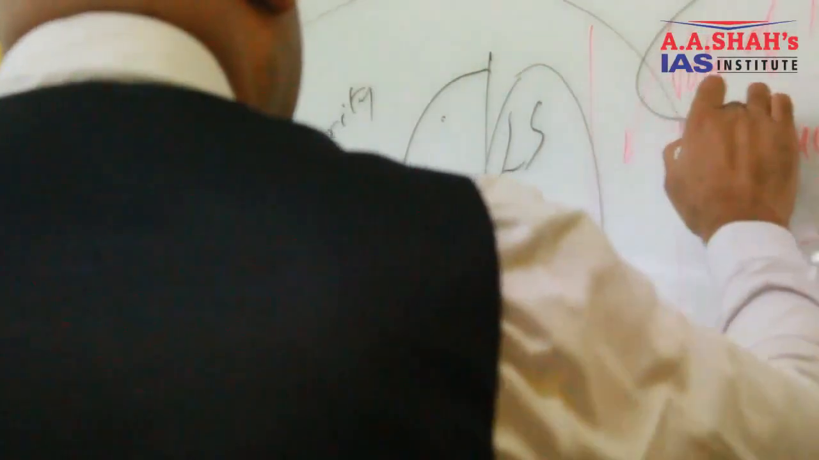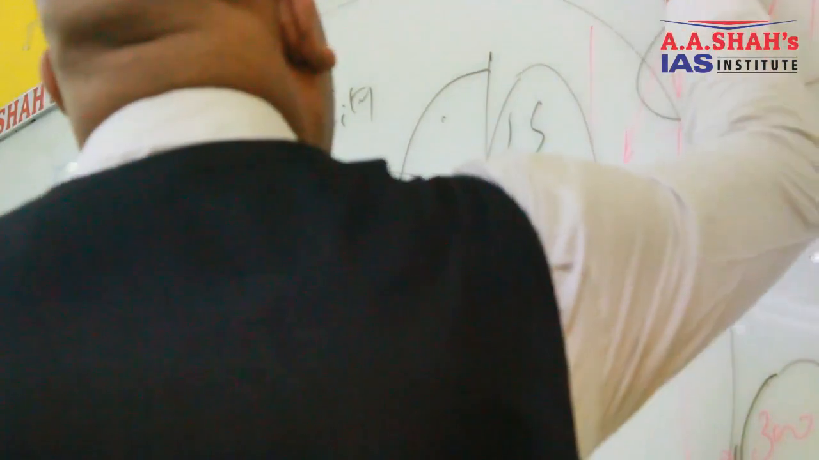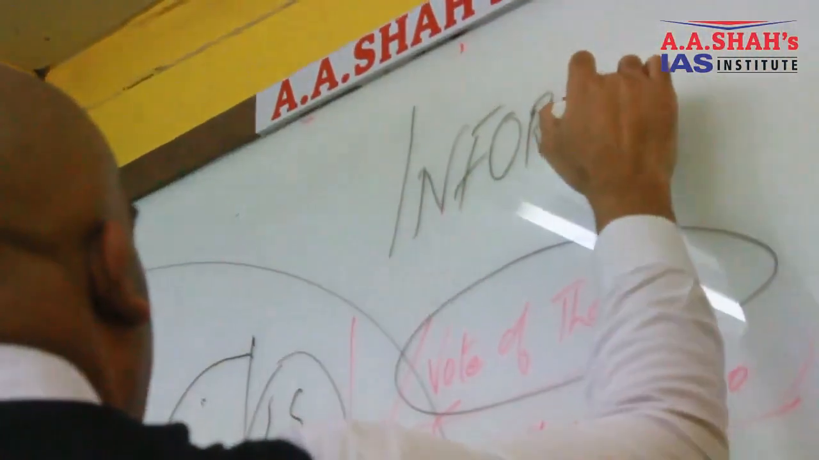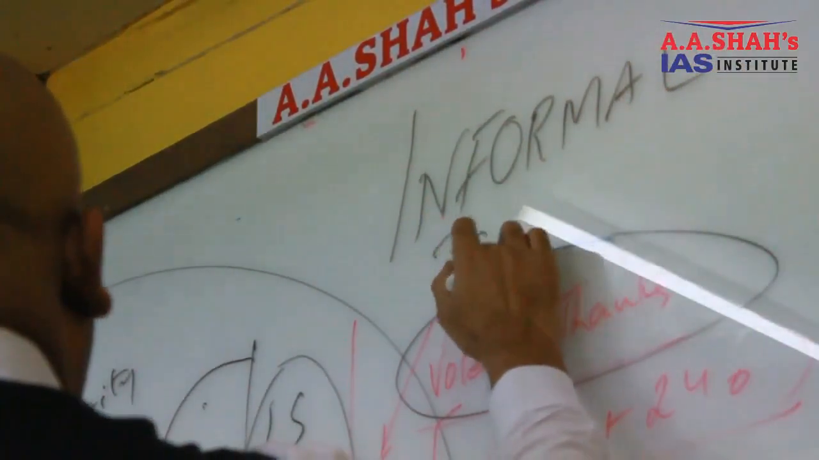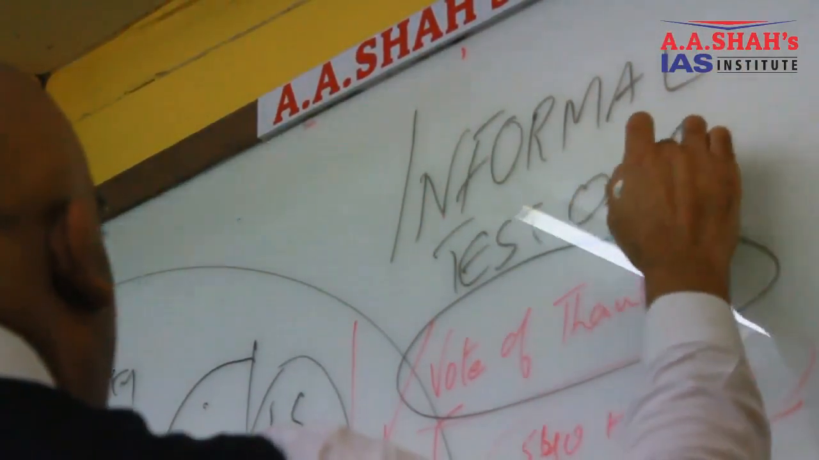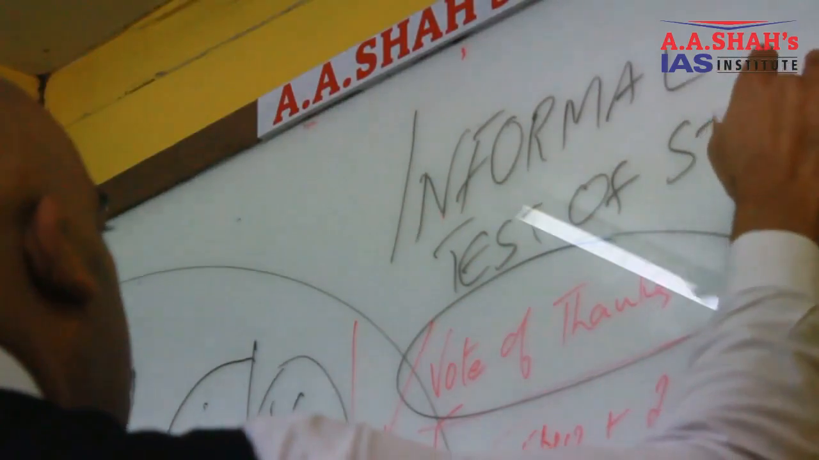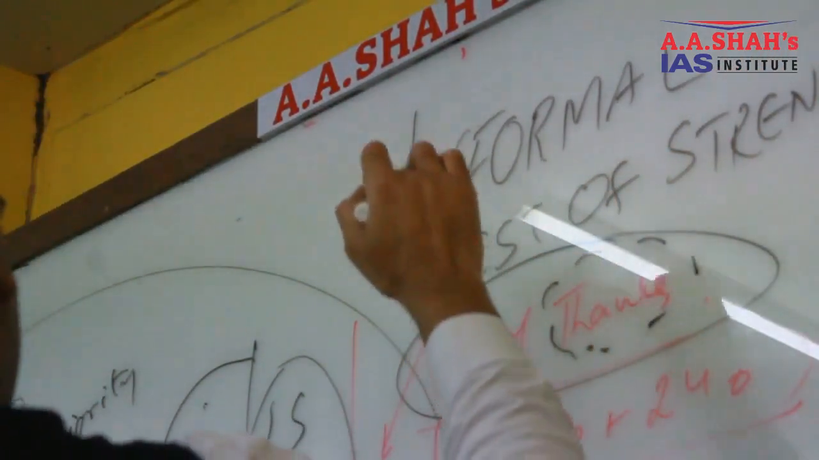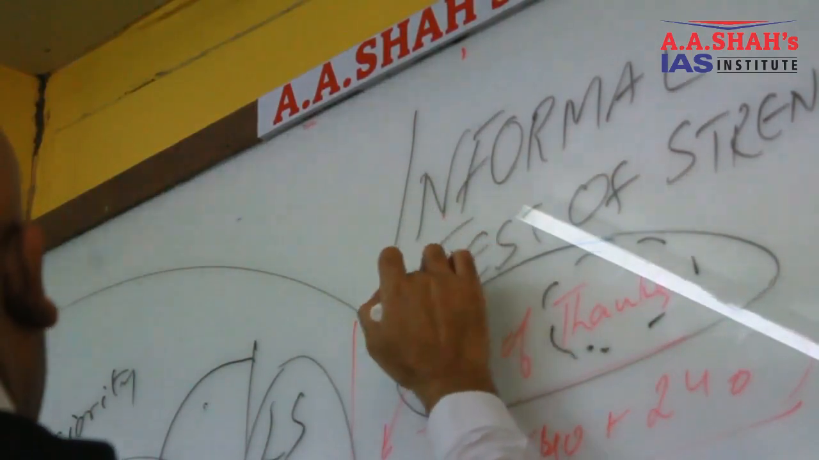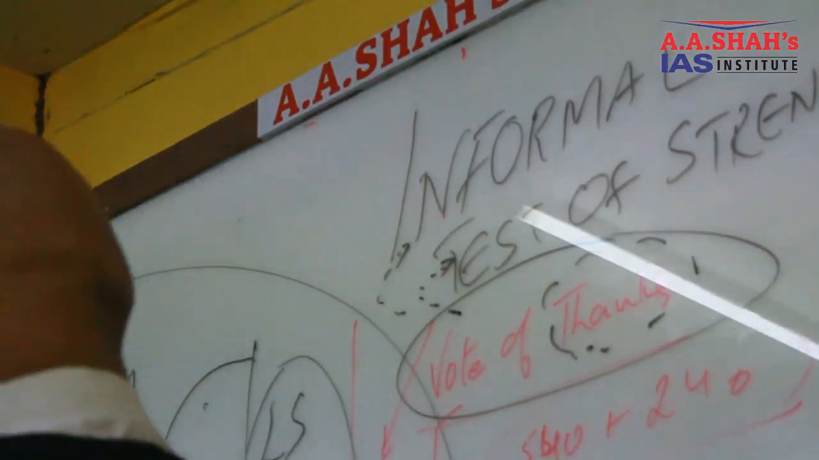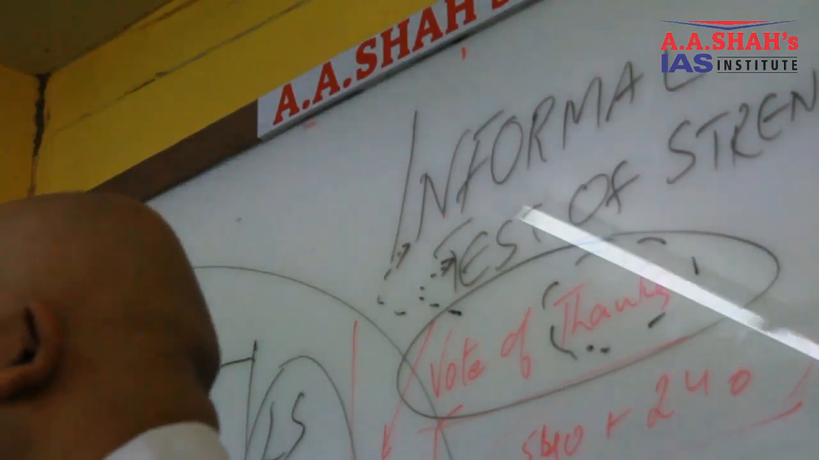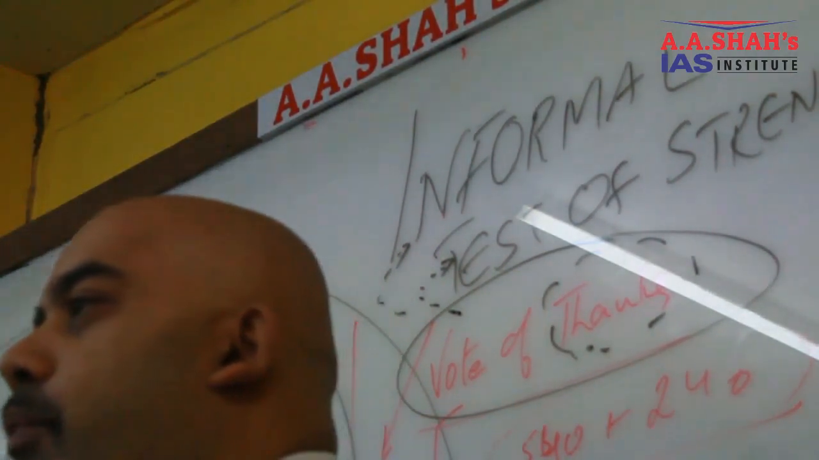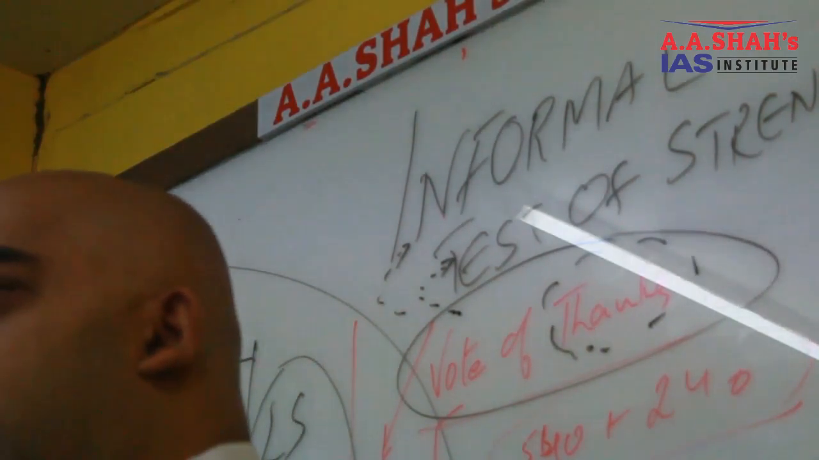Vote of thanks is therefore called the informal test of strength of the government. What is it called? Informal. Why am I saying it is informal? Because its purpose is something else. Its purpose is to thank Mr. President. But it is also a test of strength. It is informal because nobody is asking you to prove yourself. But you are automatically getting proven whether you are in majority or not.